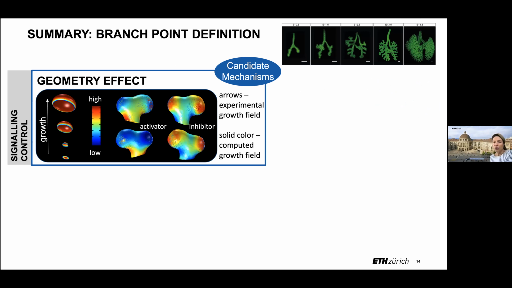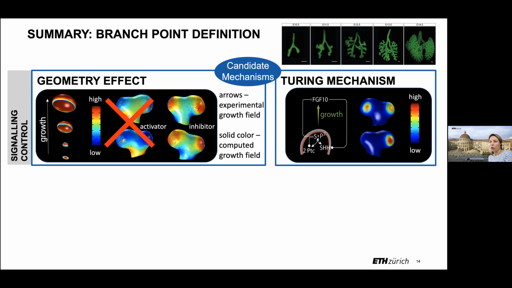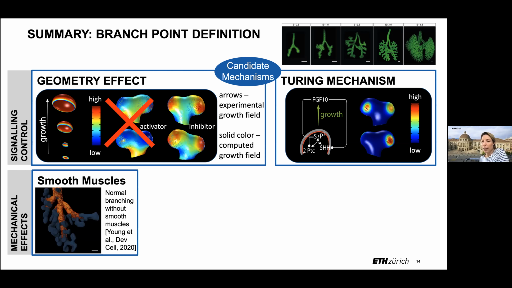And so to sum up on this first part, we can exclude a pure geometry effect in the control of branching morphogenesis in the lung. A Turing mechanism gives a very good match to the experimental data, but alternatively, especially Celeste Nelson proposed various mechanical effects. One of them coming from smooth muscles. The smooth muscle idea has not had any support from genetics, so you can remove smooth muscles genetically, and branching morphogenesis is not affected. A second mechanical idea is differential growth.